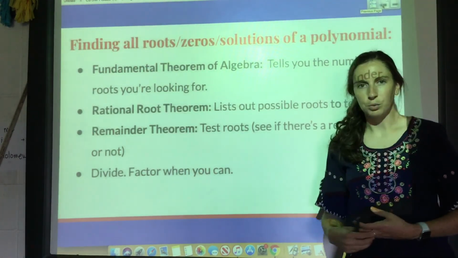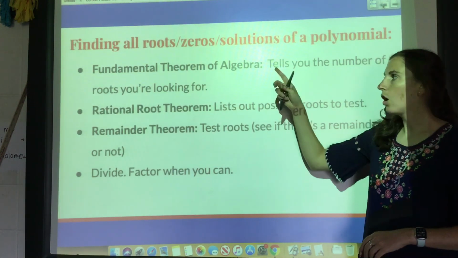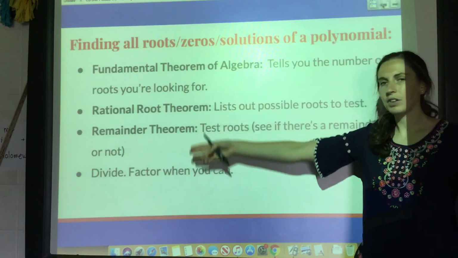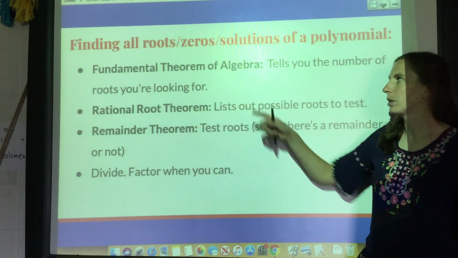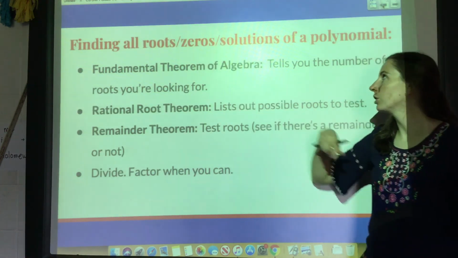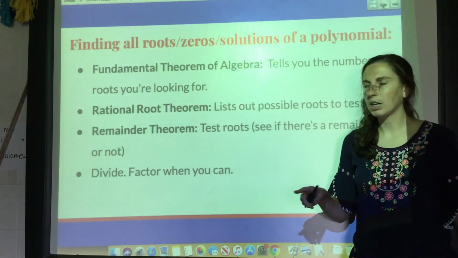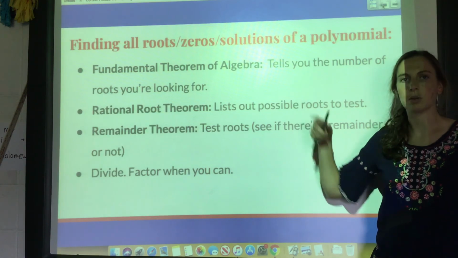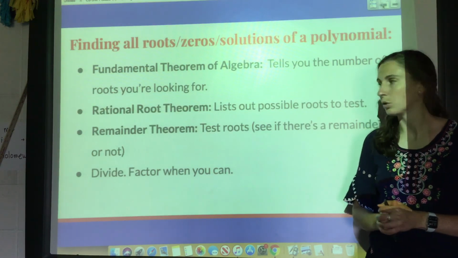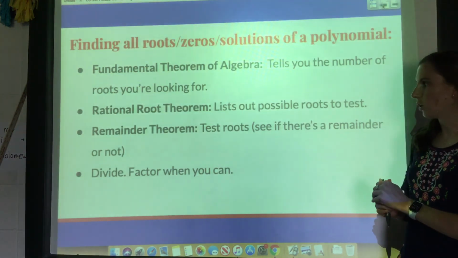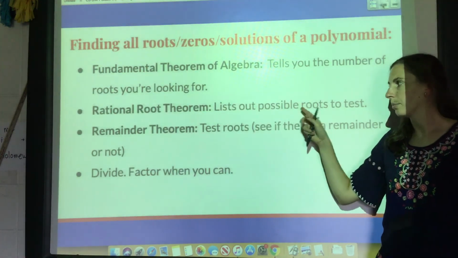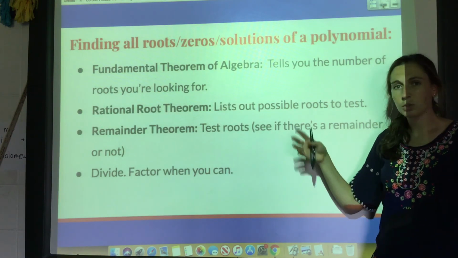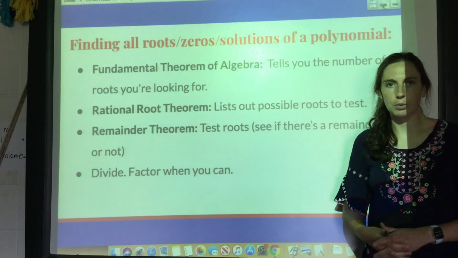So as a reminder, when you are trying to find all the roots of a polynomial, you generally follow these 4 steps. Remember that roots are also called zeros or solutions. But the first thing you want to do is the fundamental theorem of algebra. Use the highest exponent, that tells you how many roots you're looking for. Next, you're going to list out all the possible rational roots using the rational root theorem. That gives you a list of numbers just to check and see if they work.